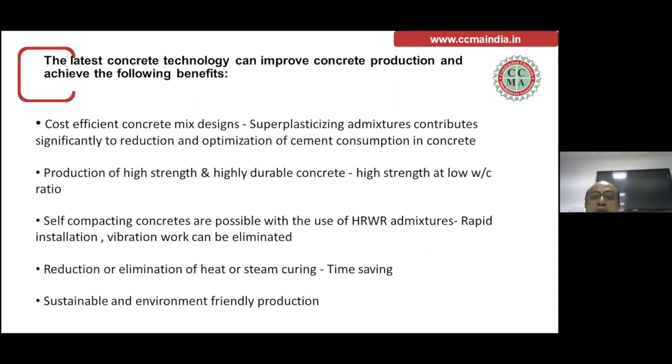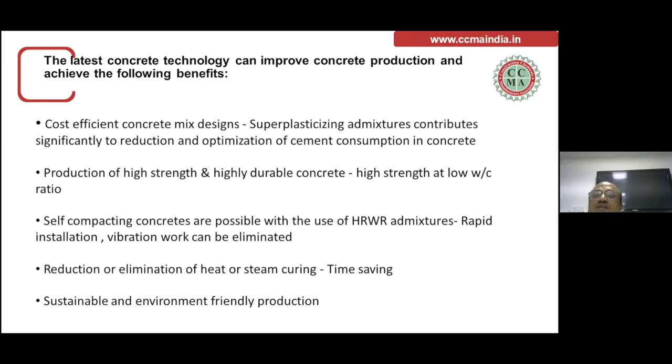So ultimately what happens, sustainable and environmental friendly production. Any construction, if we are able to reduce the percentage of cement, becomes environment friendly, because all of you are aware that cement generates pollution in the atmosphere through carbon dioxide and other ways. So it's a sustainable production in that way.